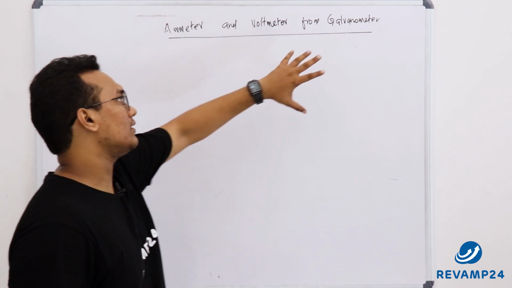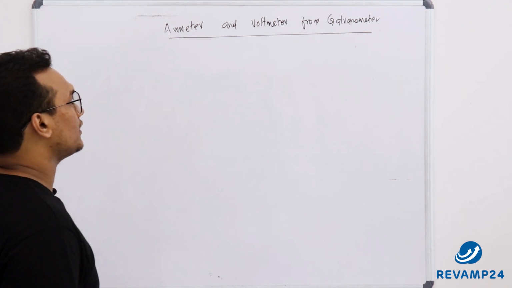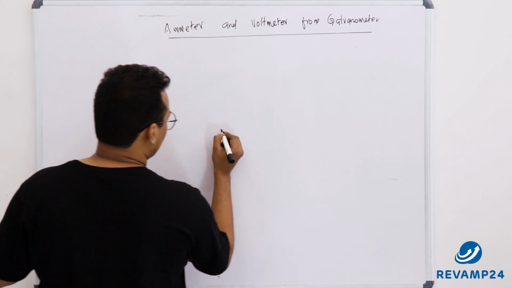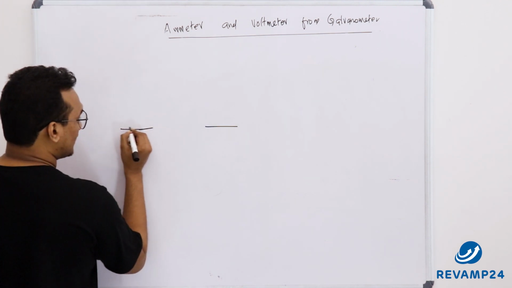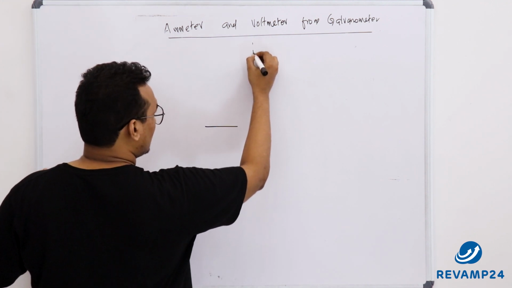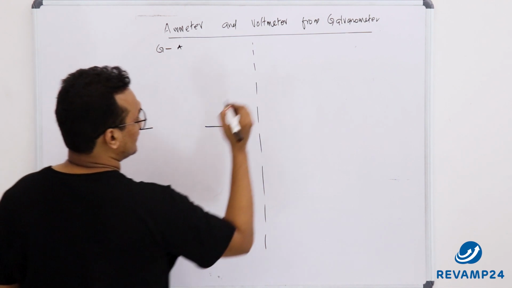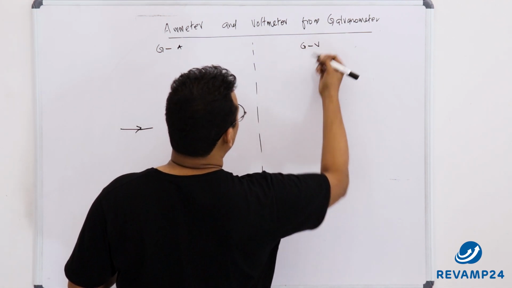Now for that we need to make some changes. I will explain why changes are required. Okay, so we have a circuit here. Let's say current is passing through here. So first I am going to explain galvanometer to ammeter. Okay, next, galvanometer to voltmeter.